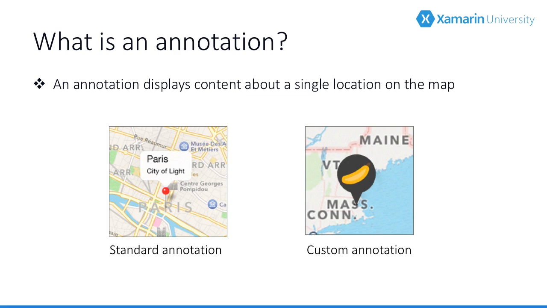We can, by the way, also include those callouts, including a title and subtitle. On the right, you see that we can even do a completely custom annotation, and we'll learn how to do that in IOS231. Yes, those two can include the callouts with title and subtitle. But for today, we're going to focus on the pin annotation like we see there on the left.